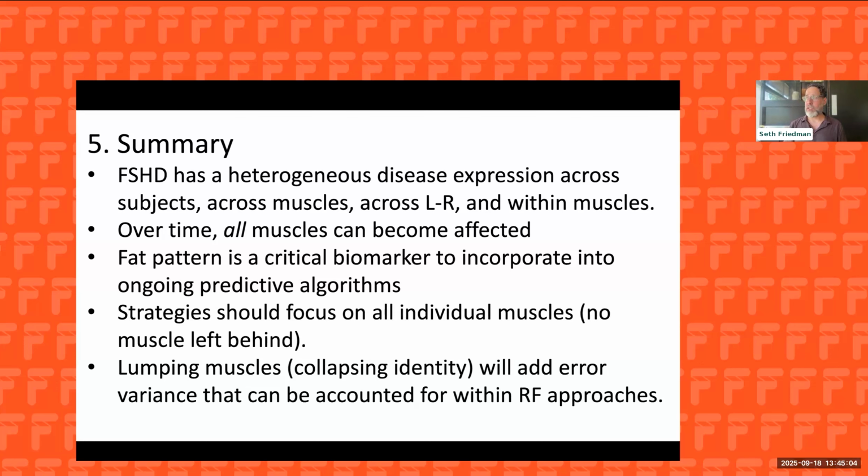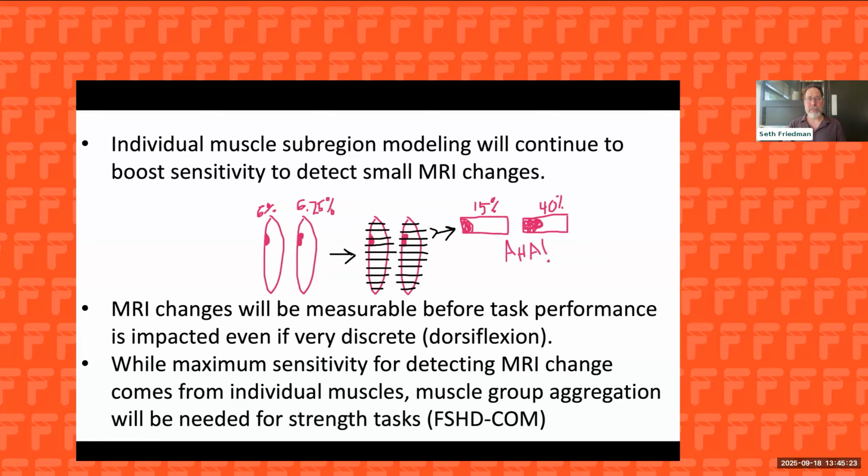I think there is a concern that you have to be careful when you start to lump muscles together, because collapsing their identity just adds error. That is not what you want in trying to have a short trial or a sensitive trial. To go back briefly, this idea of subregion modeling is going to keep boosting sensitivity. Right now, we take two muscles and say this has 6% at baseline, and now it has 6.25% at follow-up. Tiny. That would be noise.